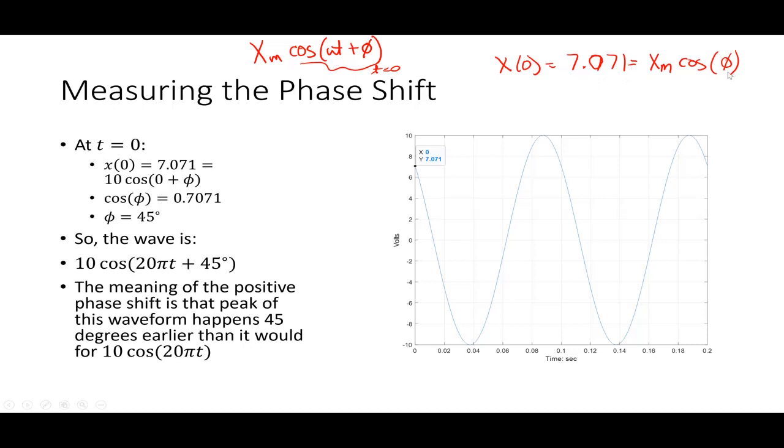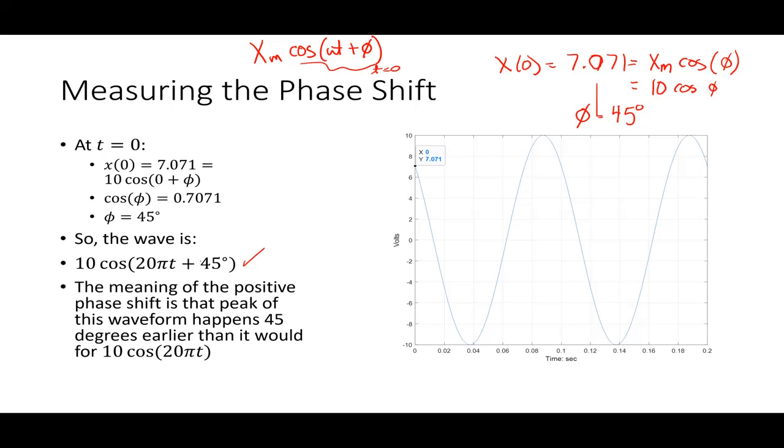How much off shift do I have from being a pure cosine? Okay, so if I do this, I know that xm is 10. All right, so 10 cosine phi. And if I solve that, I figure out that phi is equal to 45 degrees. Okay, 45 degrees. So that tells me that the total waveform is what I have written here, right? 10 is the amplitude, cosine 20 pi t, all right, plus 45 degrees.